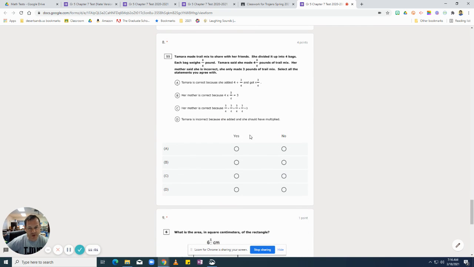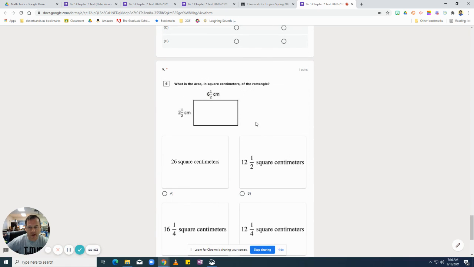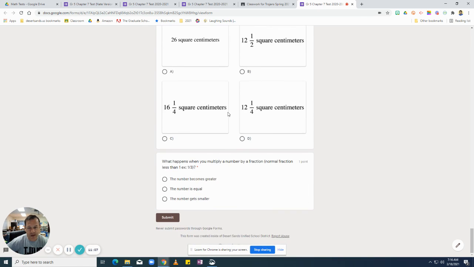Number 11, just do your best. You have to really think through that one. There's your 4-box area model, like we just practiced. And then there's a question at the end, okay?